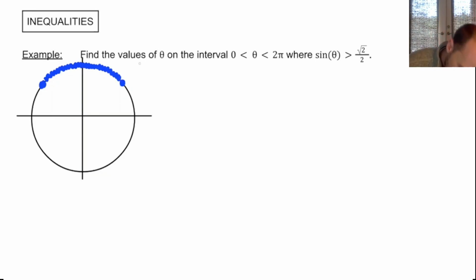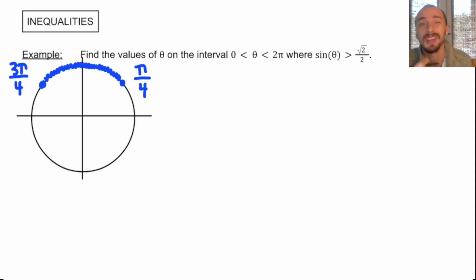Okay. Now, this first spot, this is theta equals pi over 4, and that second spot over here, that's theta equals 3 pi over 4. And so if we want to know where sine is greater than root 2 over 2, pi over 4 and 3 pi over 4 are places where sine of theta is equal to root 2 over 2. So theta is going to need to be strictly between pi over 4 and 3 pi over 4.